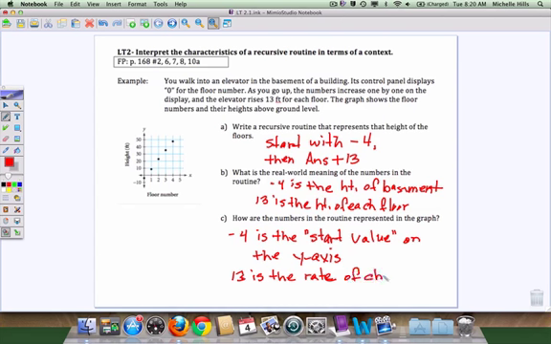And what I mean by rate of change is this. If I look at these points, I go up 13 every time I go, in this case, over 1. So it's also our rise over our run, which we're going to call something else later on.